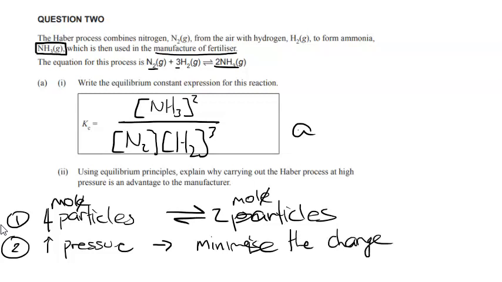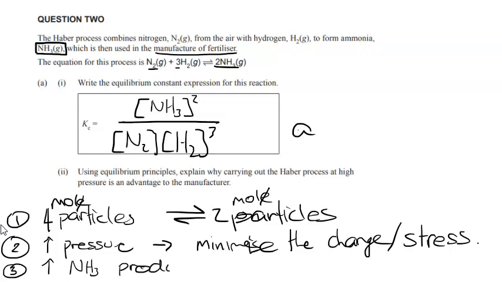Or in the case of pressure, you can actually say stress on the system, if that makes more sense for you. So increasing the pressure, the reaction will move to the right to minimize the change or the stress placed on the system. That means that there will be more ammonia produced, which is an advantage to the manufacturer because that's what they're trying to get.